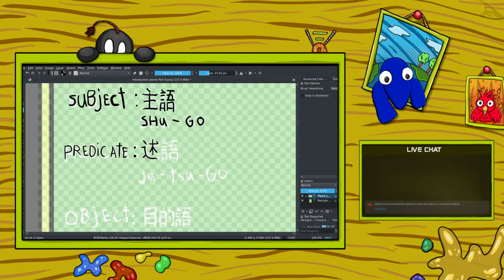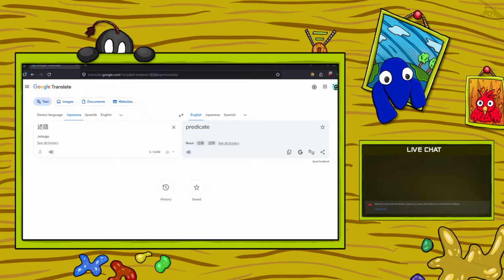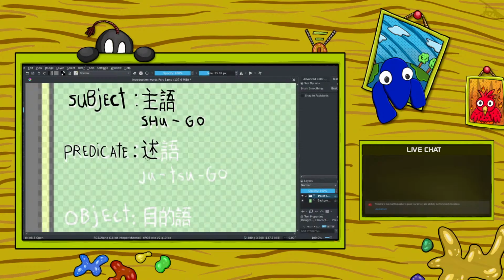Because that's how these look, right? Yes. That's the whole point of this. So we have, and the go is right there still. So we have ju, jutsugo.